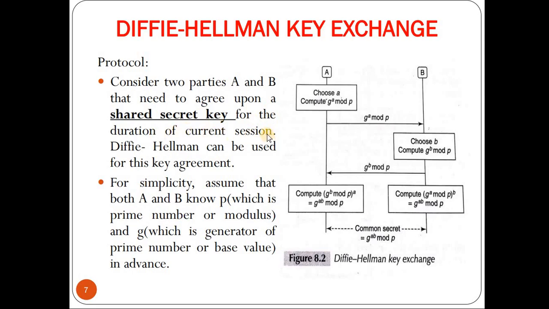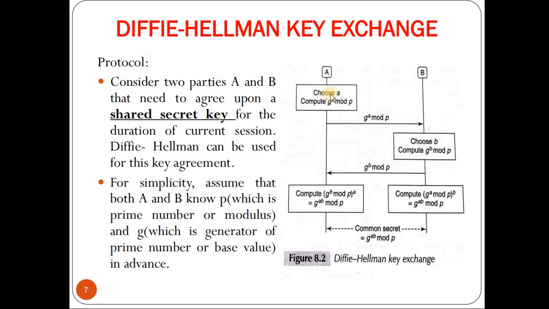Okay, so there are two parties A and B which need to generate a shared secret key, which is used for the entire duration of the communication. Diffie-Hellman can be used for this key agreement, that is, the generation of the key. Before we go through how the exchange of the key happens, we need to assume that both A and B know two values, P and G, where P is the prime number or modulus and G is the generator value. So both A and B know these two common values, P and G.